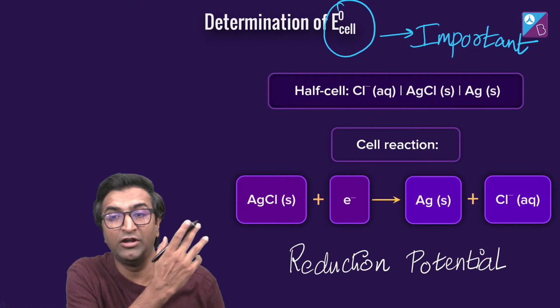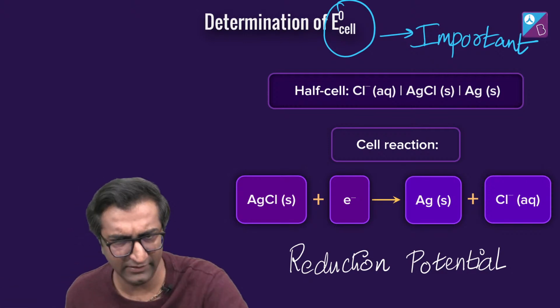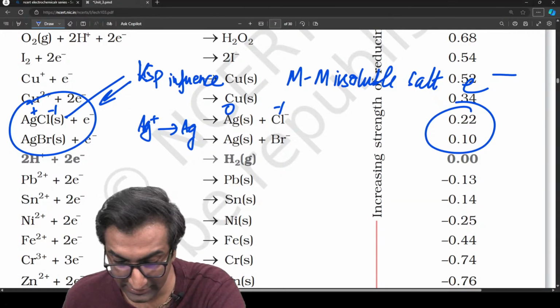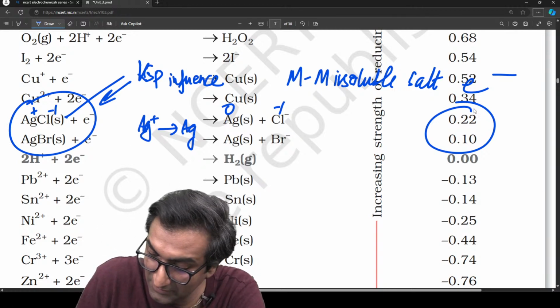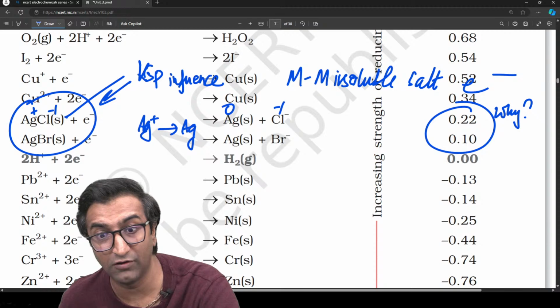E नॉट में दिखाया ना 0.22 या कुछ था. How did we get to that? वो नंबर अलग अलग क्यों था? फिर से दिखा दूं. E नॉट अलग किस चीज का? देखो ये E नॉट for AgCl and AgBr. Why is it different? I told you, I gave you hint because it's because of the KSP values.